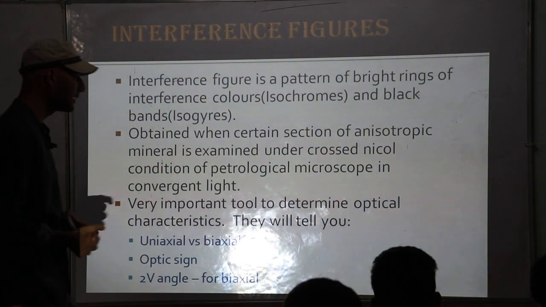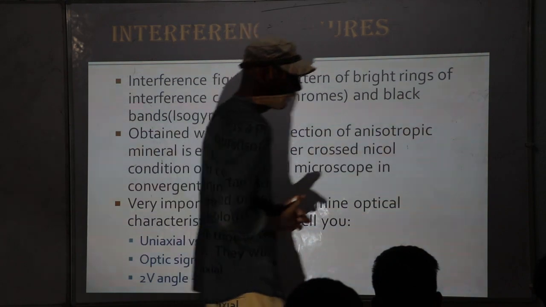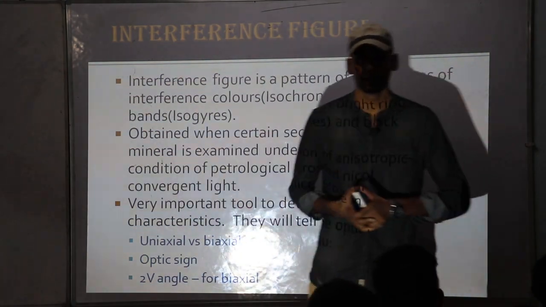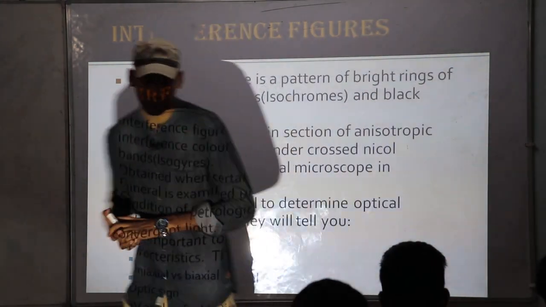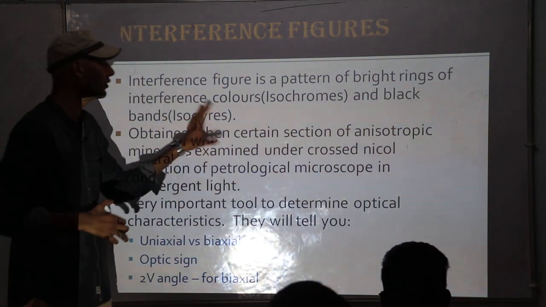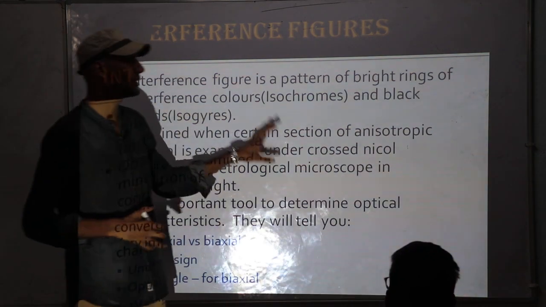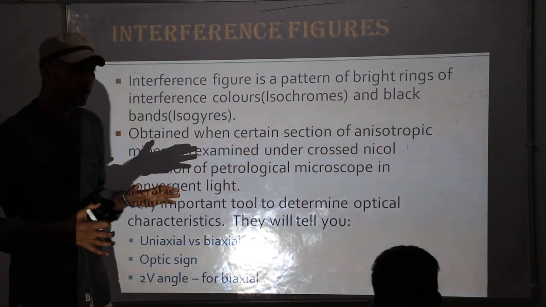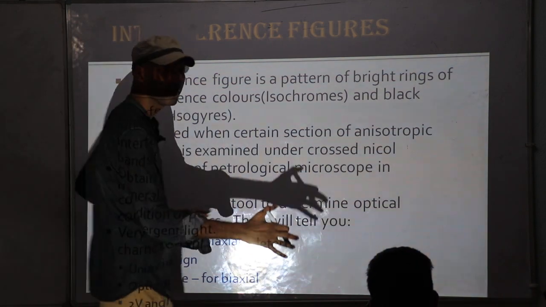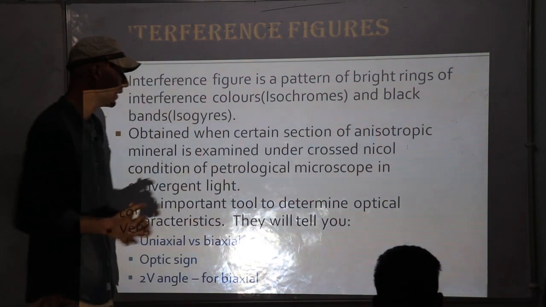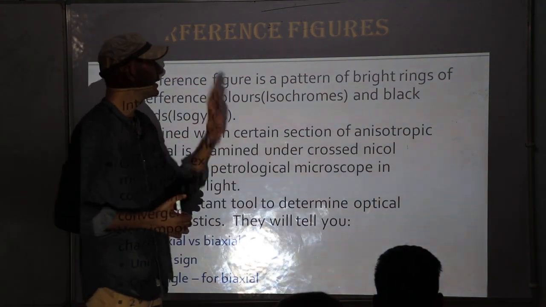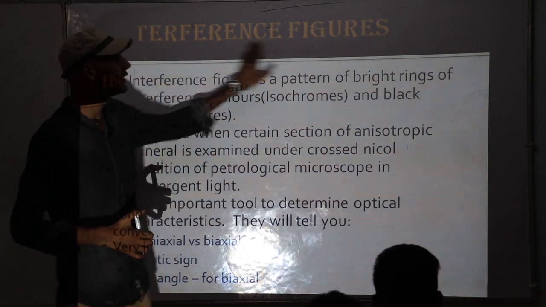Now moving to interference figure. I have already told you interference figures are different for different minerals. Uniaxial minerals have a different interference figure. Biaxial minerals have a different interference figure. And uniaxial minerals have different types, biaxial minerals have different types. So let's define what an interference figure is.